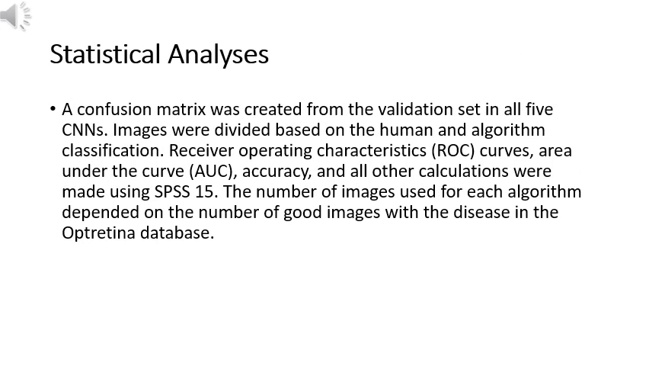Statistical analyses. A confusion matrix was created from the validation set in all 5 CNNs. Images were divided based on the human and algorithm classification. Receiver operating characteristics, ROC, curves, area under the curve, AUC, accuracy, and all other calculations were made using SPSS 15. The number of images used for each algorithm depended on the number of good images with the disease in the Optretina database.